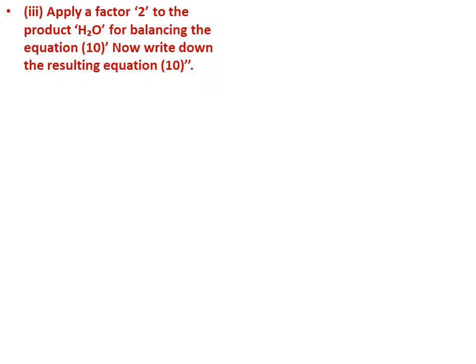Third, apply factor 2 to the product H2O for balancing equation 10 dash. Now write down the resulting equation 10 double dash. This is the equation 10 double dash: 2 NaOH plus H2SO4, then the formation of Na2SO4 plus 2H2O.